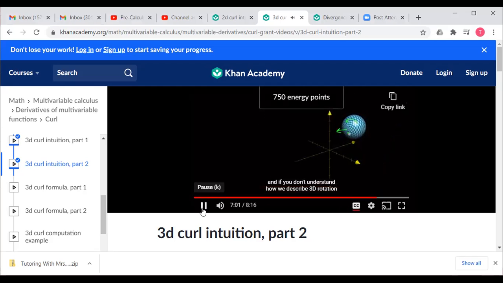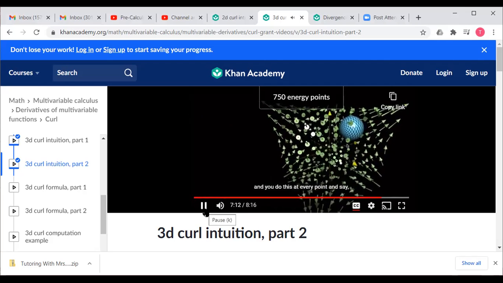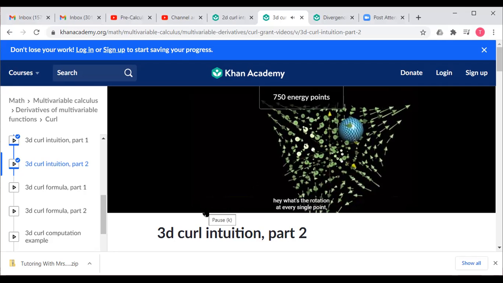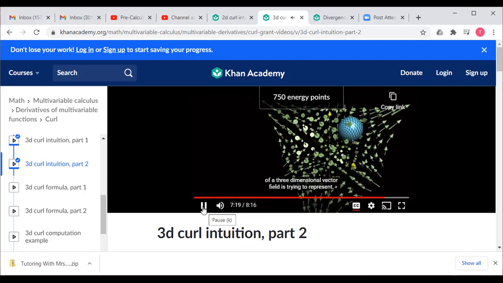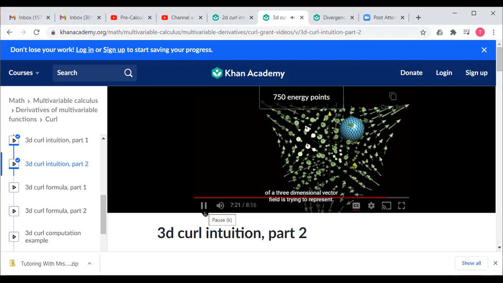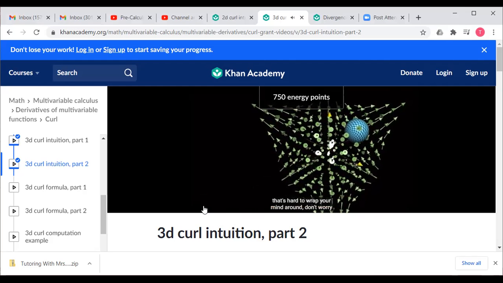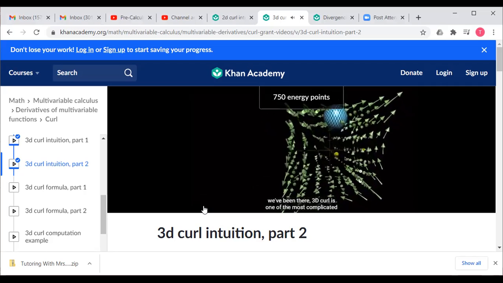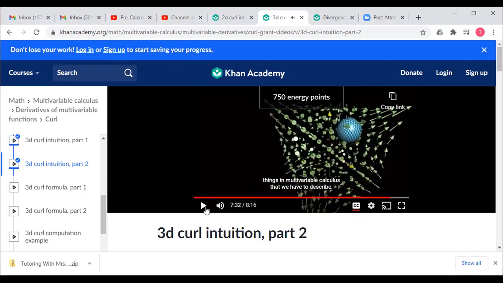If you don't understand how we describe 3D rotation with a vector, I have a video on that. Maybe go back and check out that video. But the idea here is that when you have some sort of crazy fluid flow induced by some vector field, and you do this at every point and ask what the rotation is at every single point, that's going to give you the curl. That is what the curl of a three-dimensional vector field is trying to represent. If this feels confusing, don't worry, we've all been there. 3D curl is one of the most complicated things in multivariable calculus.